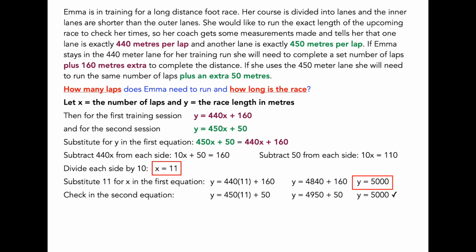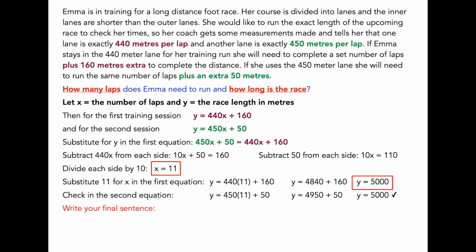And again, as we did in the first example, we're going to check our answers by substituting in the second equation. So in the second equation, we're substituting for x. y equals 450 times x, y equals 450 times 11 plus 50. 450 times 11 is 4,950. 4,950 plus 50 equals 5,000. So we have correctly established the value of y as 5,000 meters.